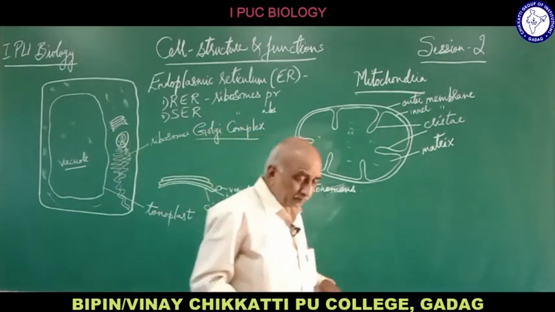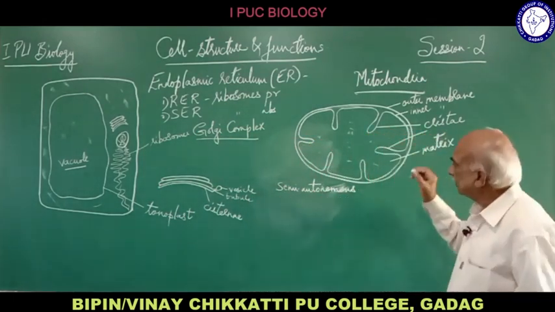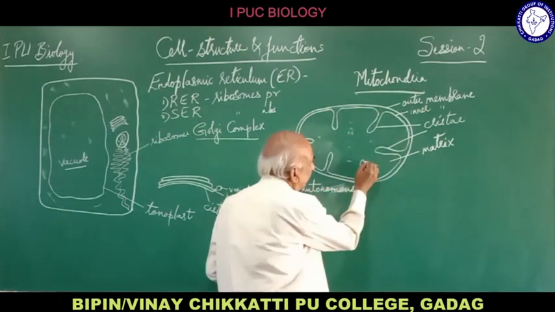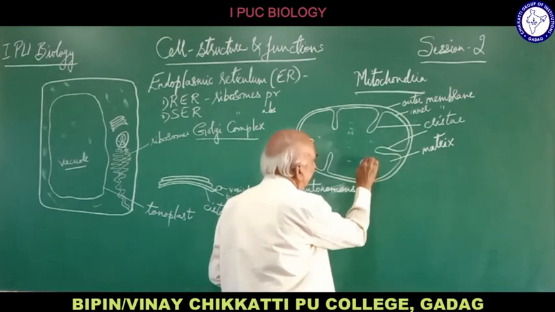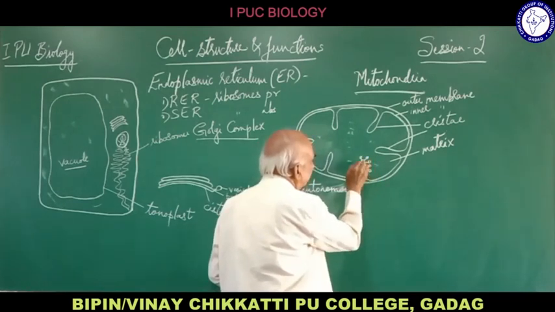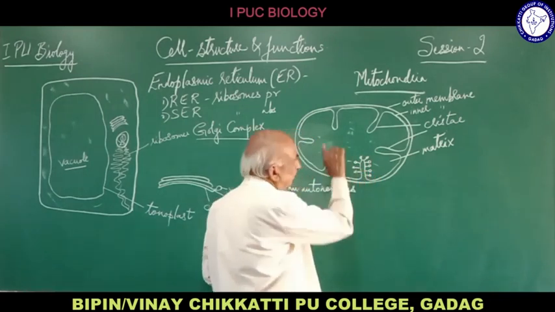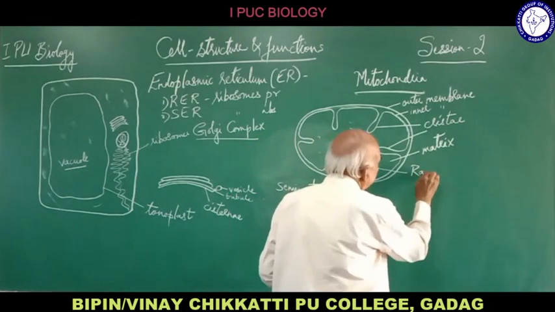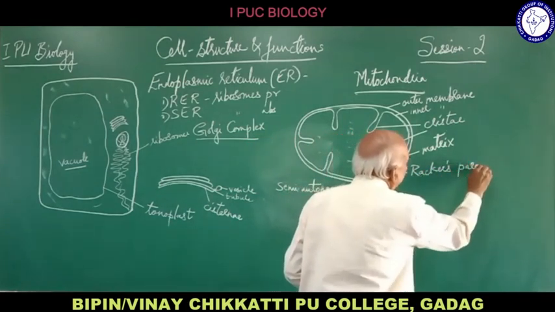Then, to give some more information about the mitochondria, on the surface of the cristae there are small nail-like structures. These small nail-like structures which are present on the cristae are called the Racker's particles, or they are also called elementary particles.